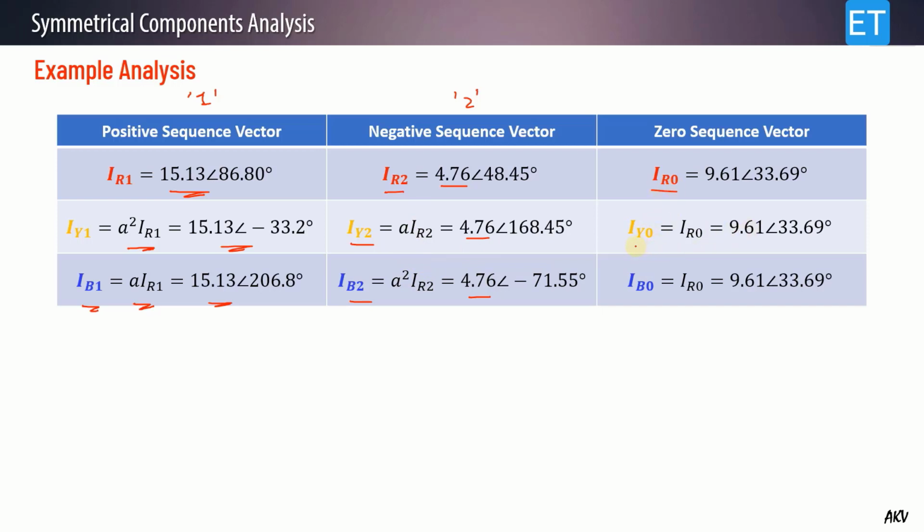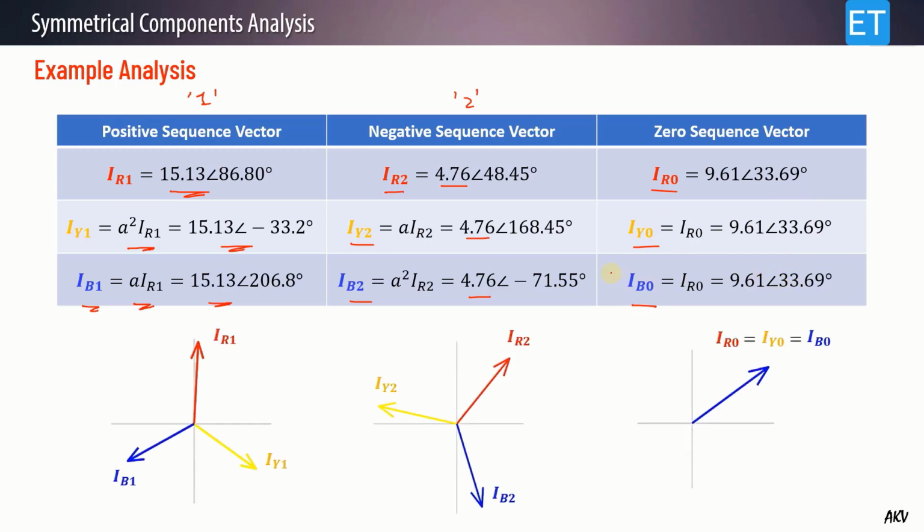So IR0 is equal to IY0 and equal to IB0, so all three are the same. Let me plot these vectors and see what type of vector I achieve. Here you can see that IR1 is this one, and its magnitude is 15.13.